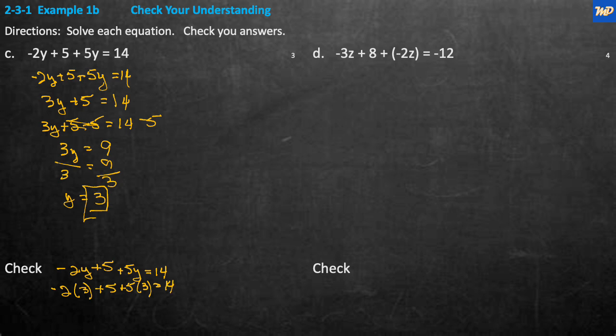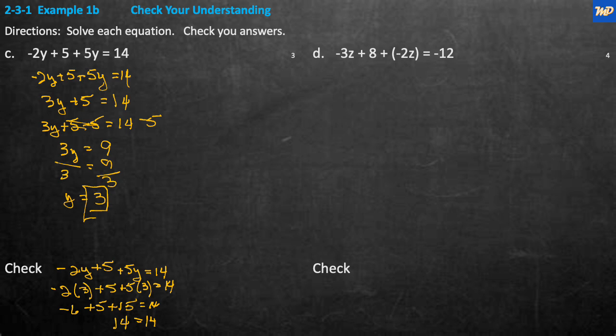So this is negative 6 plus 5 plus 15. 5 times 3 is 15 equals 14. And does it? Negative 6 plus 5 is negative 1. Negative 1 plus 15 is 14. And does 14 equal 14? Yes, it does.